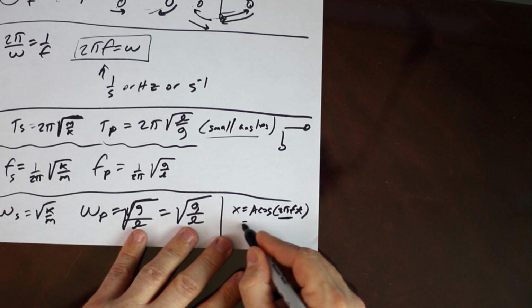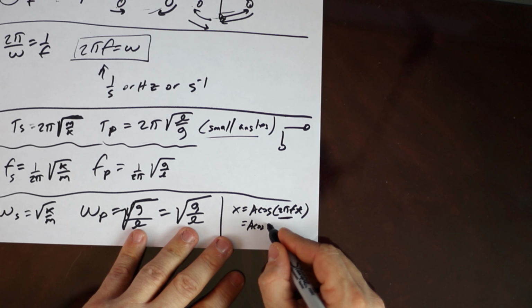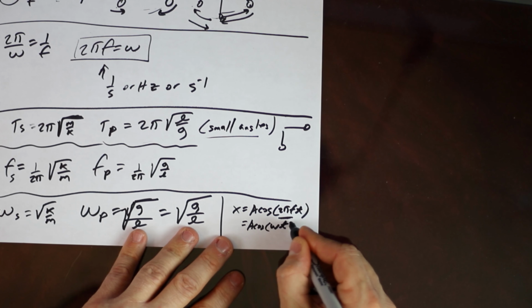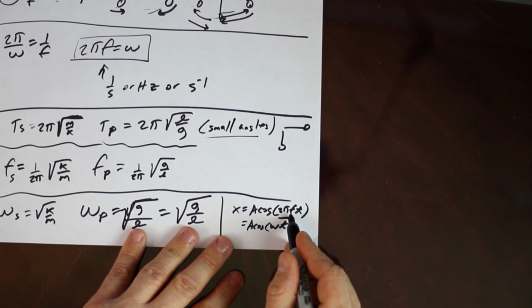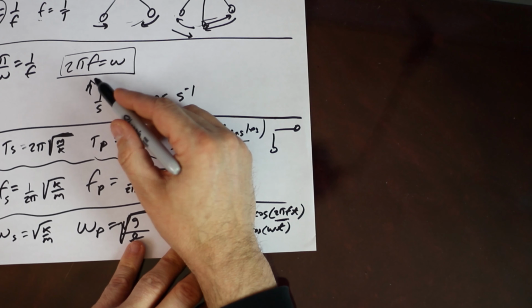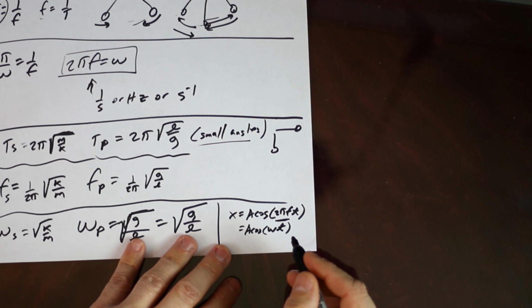So you may have heard me at some point in a video or at some point in class say something like a cosine omega t or a sine omega t. That's what I'm doing. I've just done that substitution in my head. I didn't say the whole 2 pi f thing. I just replaced 2 pi f with omega. So you can do that as well.